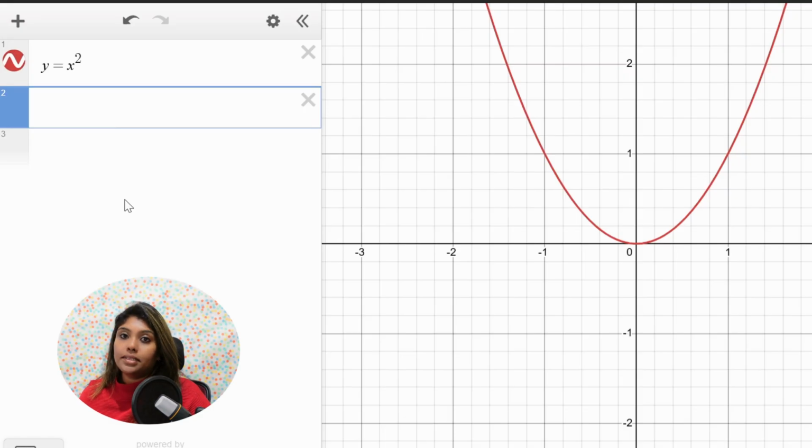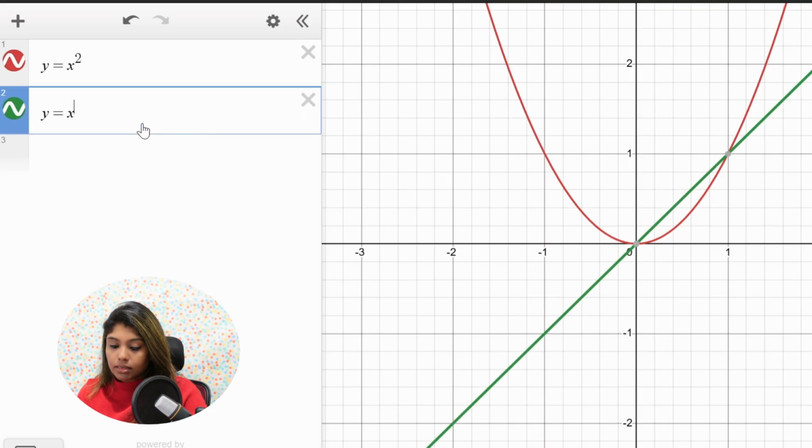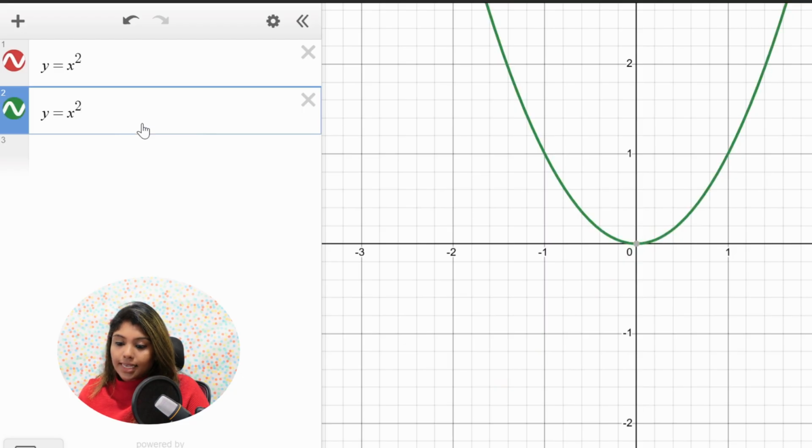Let's see what happens to the parabola if we add or subtract a number to x squared. I'm going to add that as a new equation so we know from the actual graph how the real change happens. So y equals x squared. Let's say I'm going to add 1 there. You can see that the graph has moved up by 1 unit. Let's say I change it to plus 2.